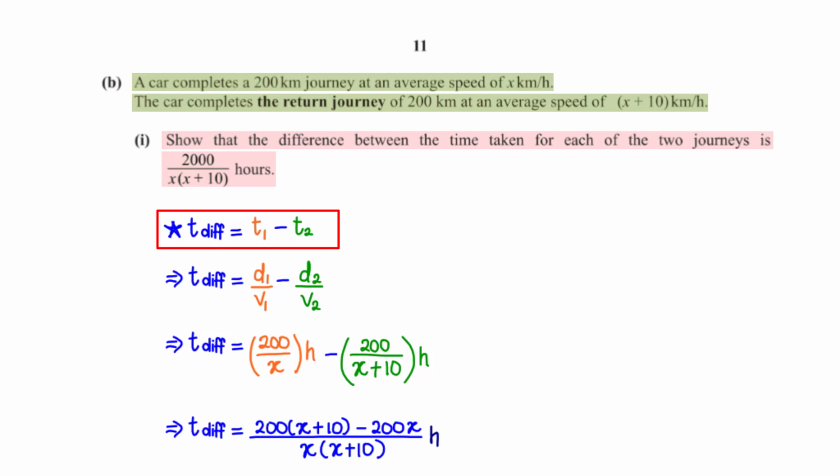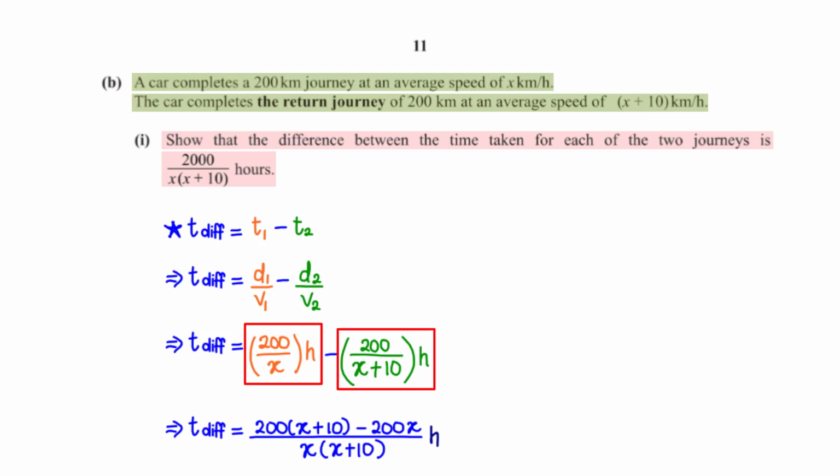To get the time duration for each journey, we divide the distance traveled in each journey by the speed for the journey. The distance traveled in journey 1 is 200 kilometers and the speed for the journey is x kilometers per hour. The distance traveled in journey 2 is also 200 kilometers, but the speed this time around is x plus 10 kilometers per hour.